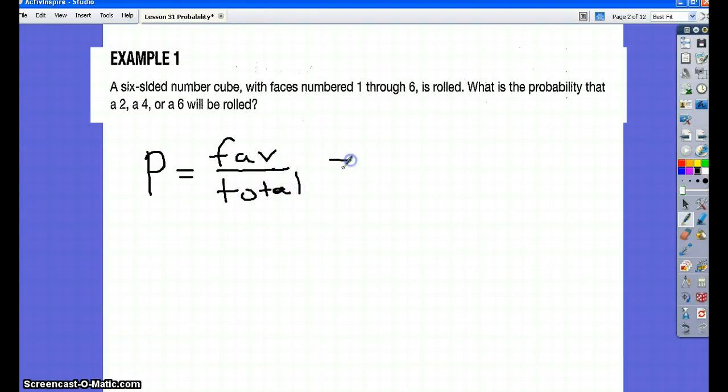So if we think about that, what's the favorable outcome? When we roll a dice, we have a total of 6 different options, right? And so the favorable ones here are 2, 4, 6, which is 3 of the options. So therefore, if you simplify that, the probability would be 1/2 would be the answer to this one.